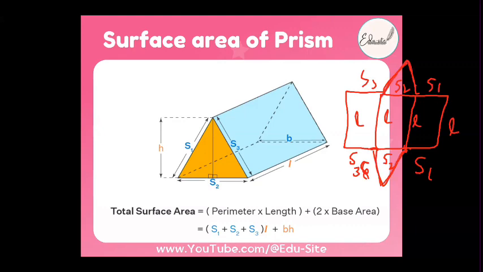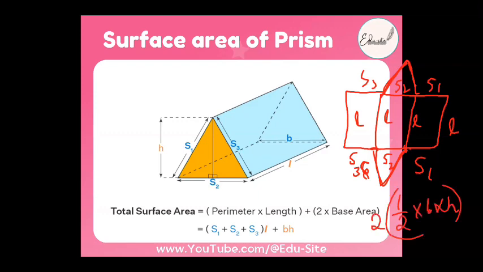For 2 triangles, how to find? It is half into base into height for a single triangle. For 2 triangles, you multiply by 2, so the 2 cancels out. It's nothing but base into height. This one is understood. Fine? Just let's remove these 2 triangles now. The 2 triangles are removed, beta.